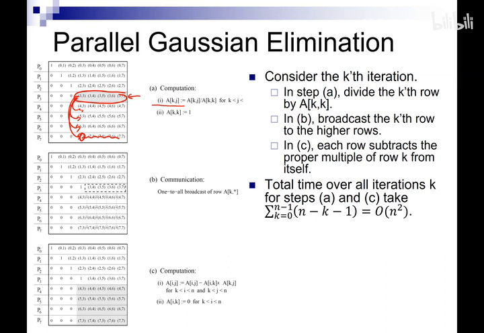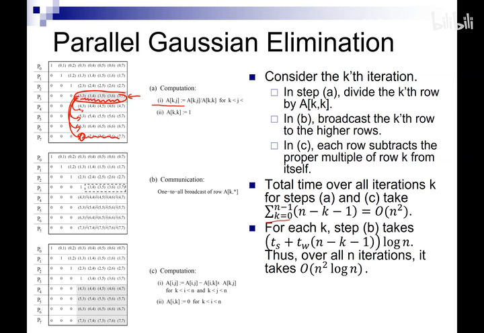So then the computations. If you do this for all the processes, right? So step A and step C, that's where the computation is. And in general, in the kth stage, you just need to eliminate these n minus k minus 1 values, right? And if you sum that up over all of the different k stages, then the total computation time is going to be order n squared.